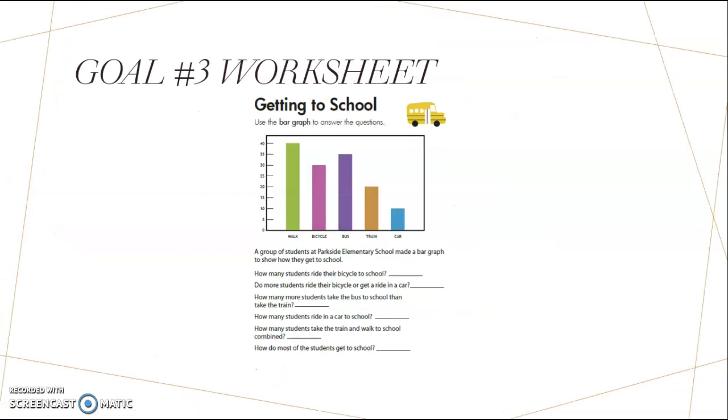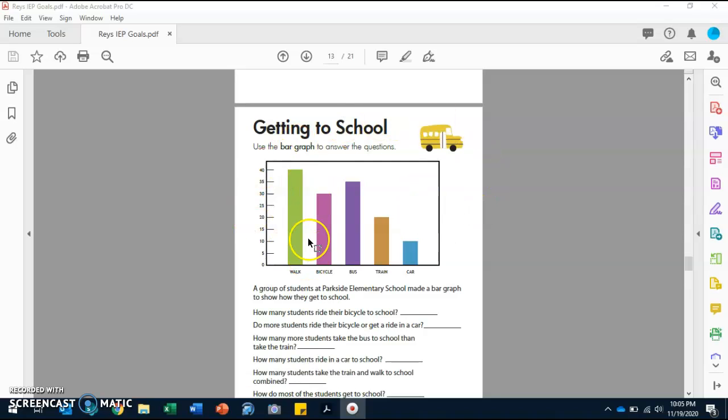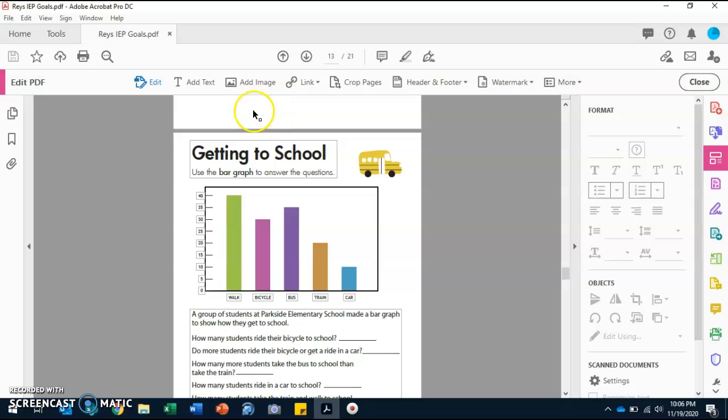So for the goal number 3 worksheet, we're going to be going over the one that is called Getting to School. It has a little bus and it has the bar graph like this. So please get out this worksheet, because it is the one that we will be working on today. The worksheet looks like this, and I know there's not really a lot of space, but just make sure you write your name and the date over here. The date for today is November 20, 2020.